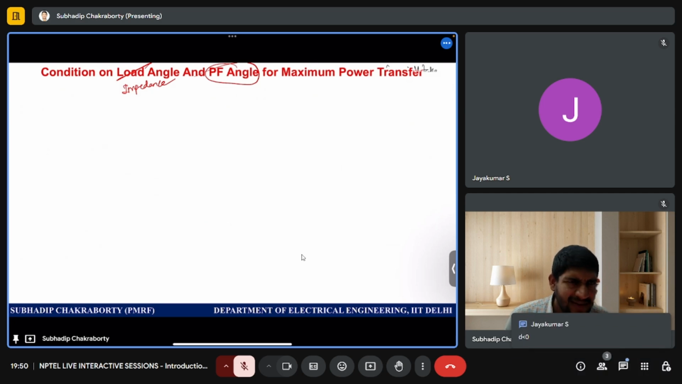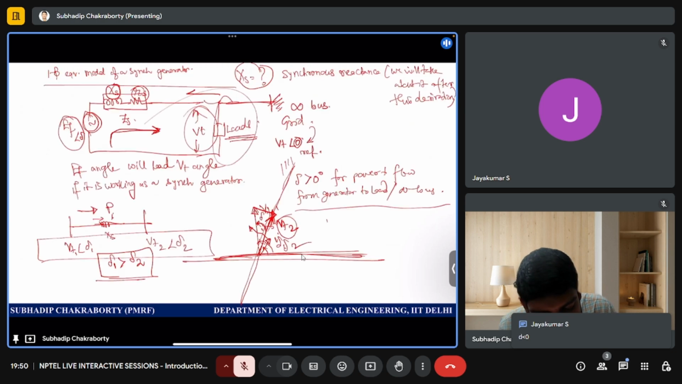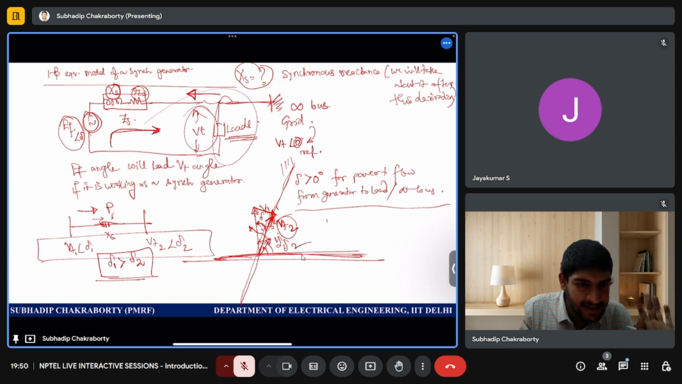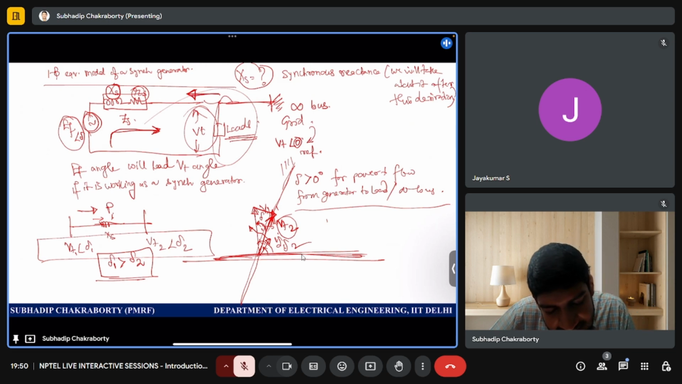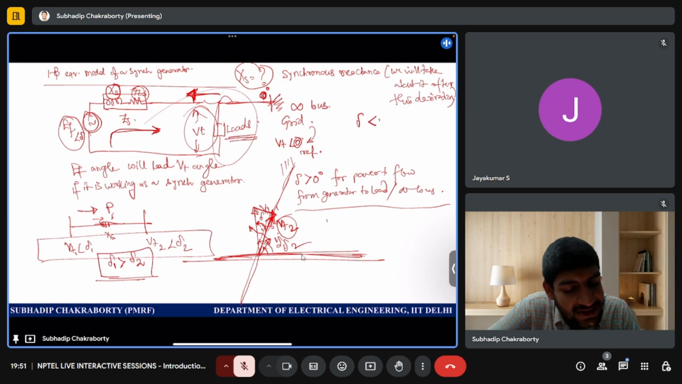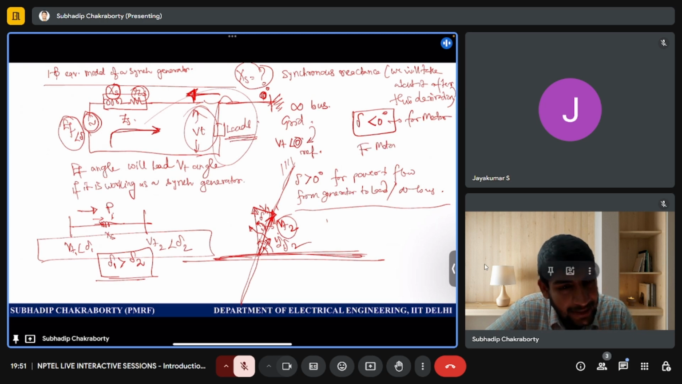It should draw power, right? So if it is drawing power and the circuit remains exactly the same, as per the derivation, what does your common sense tell you? If power is flowing from this side to this side and this side angle is 0 degree, what should be the angle of EF? Delta. Delta now should be less than 0 degree for motor. That's why for motor, EF lags VT.